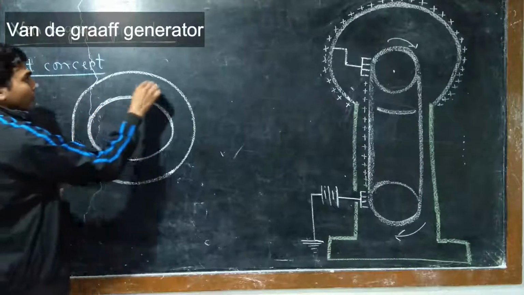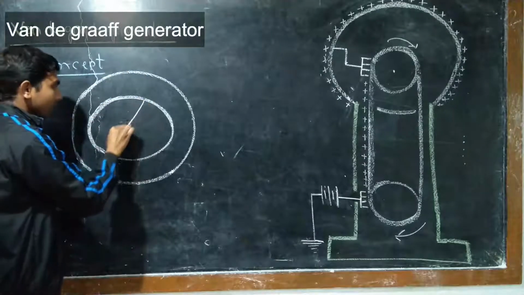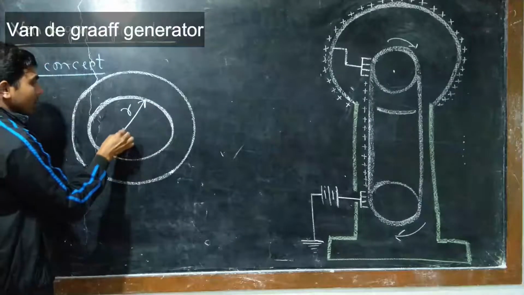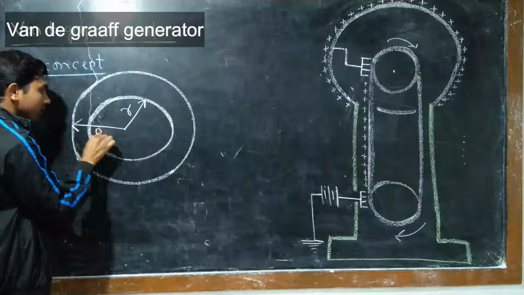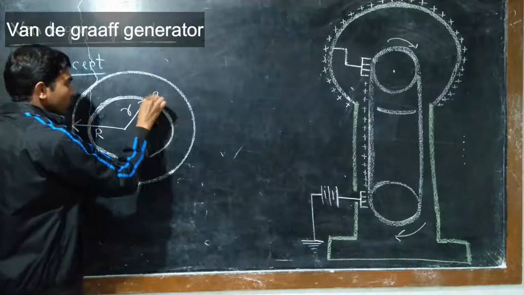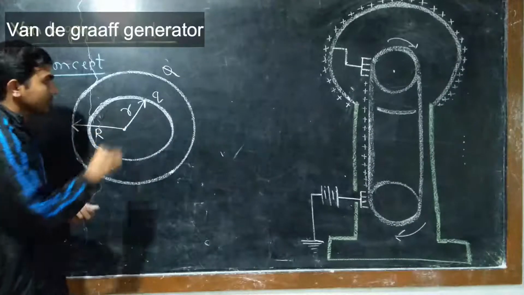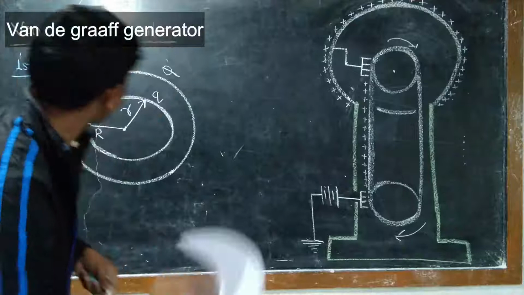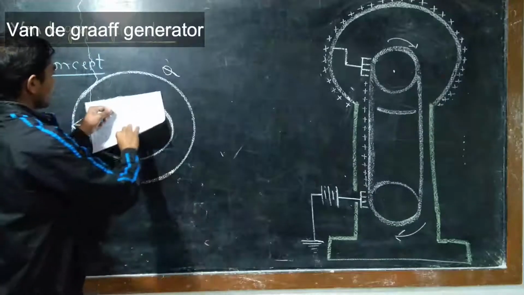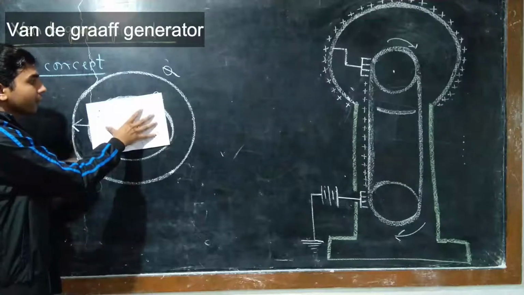Okay, so this is the bigger spherical shell, and this smaller one has radius small r, and this has capital R, right? Charge on this one is small q and this one is capital Q, right? Now suppose the first one is not present. Suppose the first sphere is not present, right?